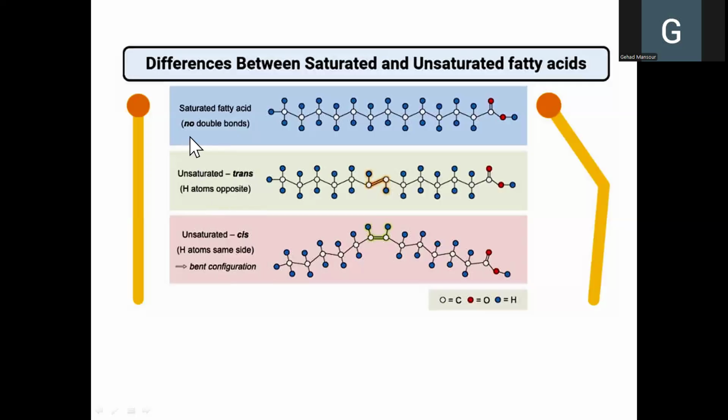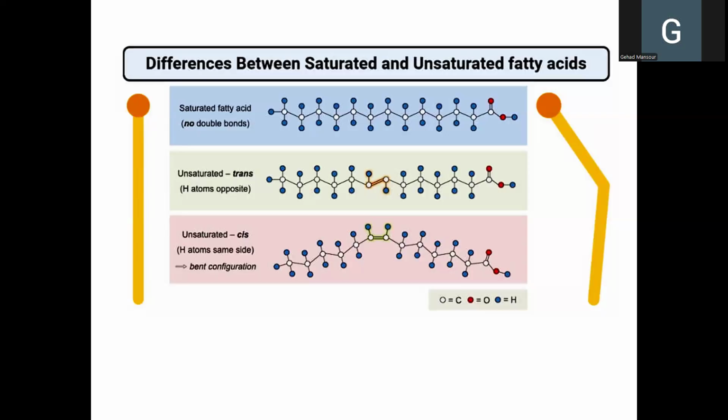The main difference between saturated and unsaturated fatty acids is not only in the presence or the absence of double bonds, but it's also in the shape of the molecule. Here you can see the overall shape of the molecule. You have a carboxylic group. If this is the saturated fatty acid, this is the carboxylic group, then you find that the hydrocarbon chain is straight. But in case of the unsaturated fatty acid, you find that it is kinked.